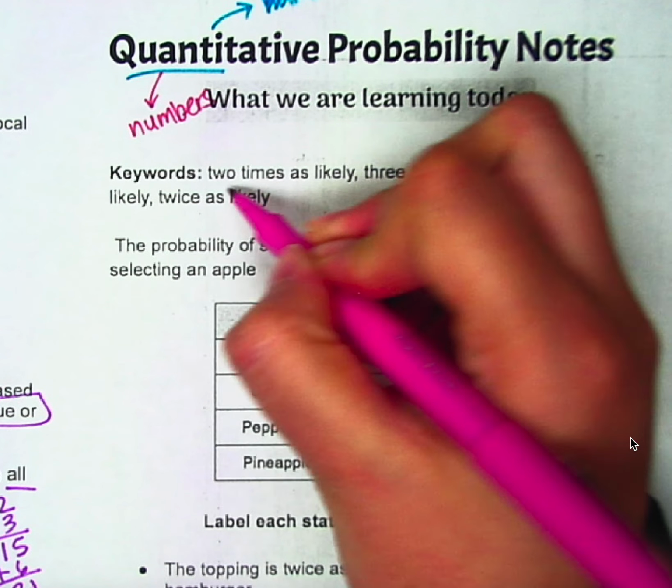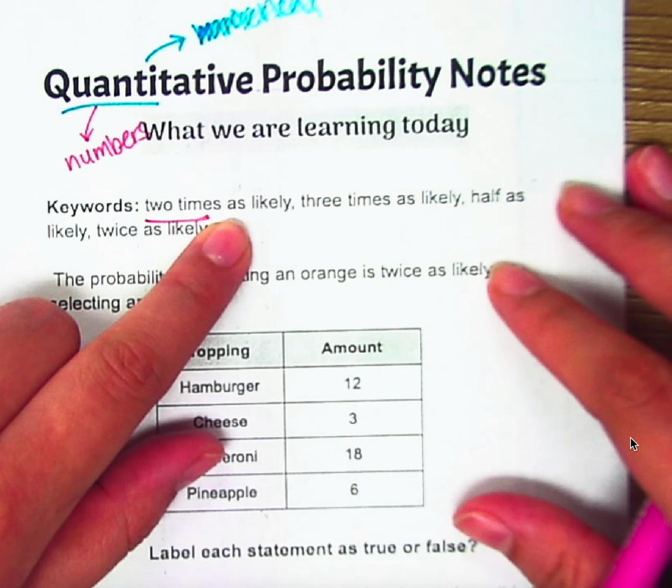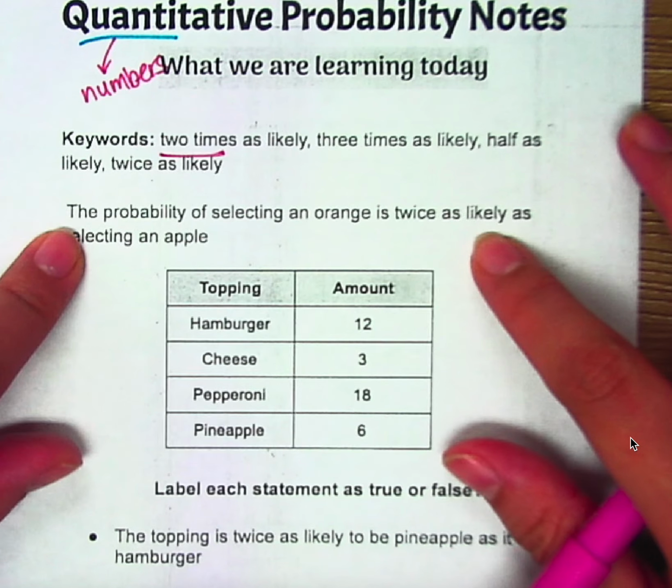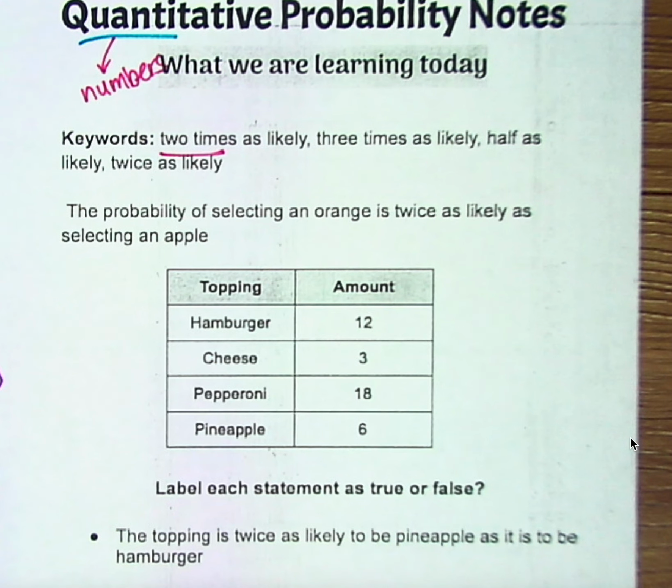So we were adding numbers. Yesterday we learned just less likely, more likely. But now we're just adding the numbers to these, okay? So I'm going to show you how we are going to write this out, how we're going to circle and box, because it's going to get really confusing if I don't show you what it's going to look like.